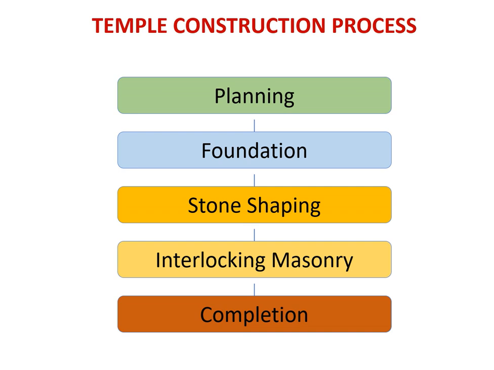Coming to the temple construction process, usually before the start of a temple construction, they need a plan. Then the foundation is taken care of, stone shaping was done manually, they were chiseling the stones, then an interlocking masonry pattern was followed, and finally they completed the process of construction.